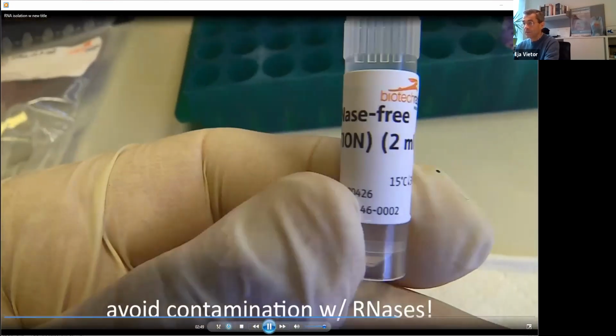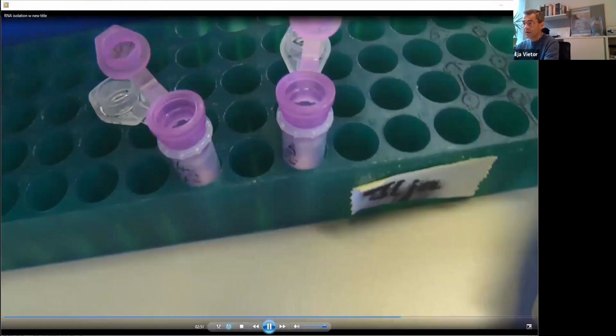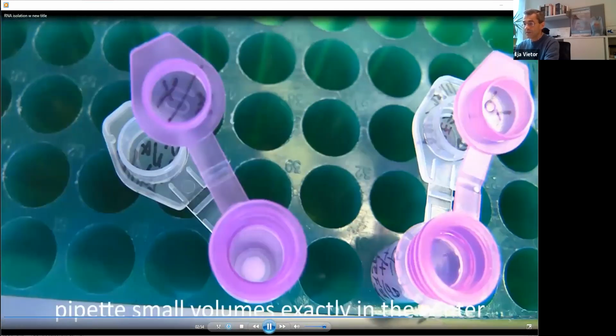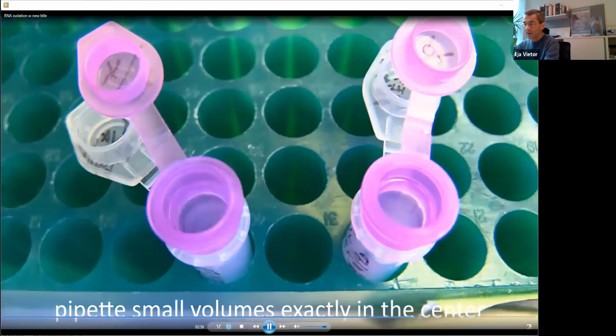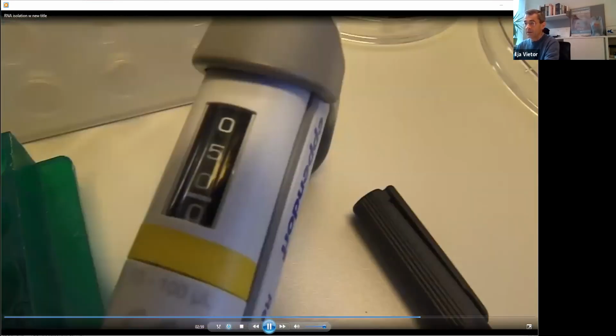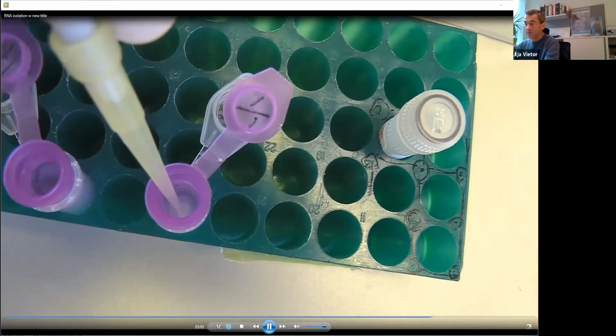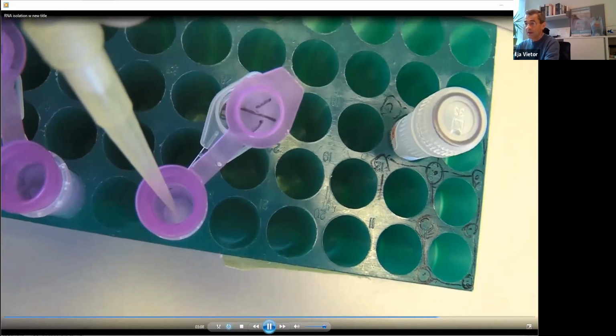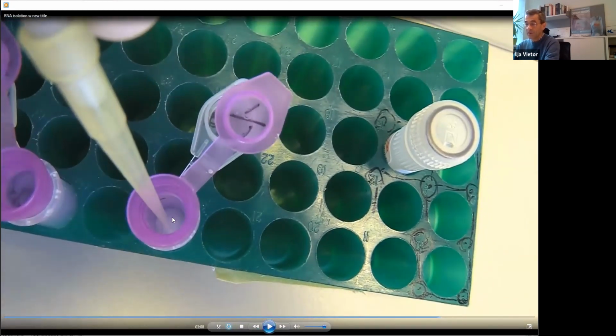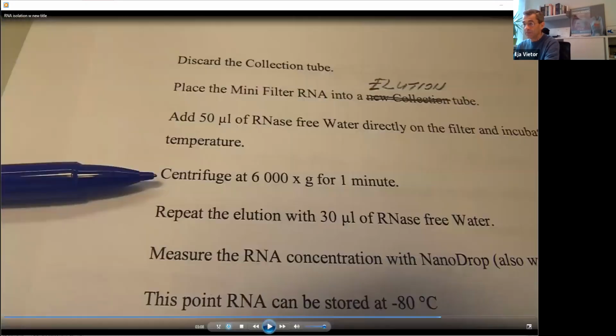So it's a very useful technique, because if everything is done well, then the yield is big enough for several repeats of the experiment by PCR detection, qPCR detection of your genes of interest. This step is important. It's a very small volume, so this 50 microliters is more or less one drop of water, and it has to be directly on the center of this sieve, because otherwise you will not elute it properly from the column.